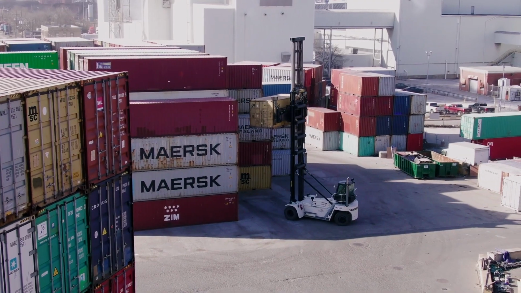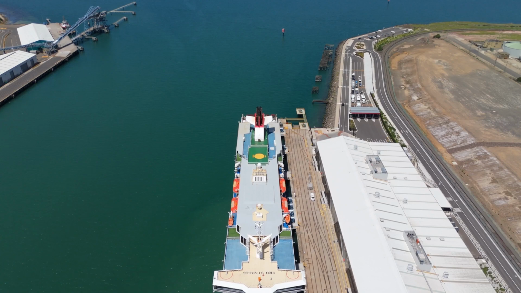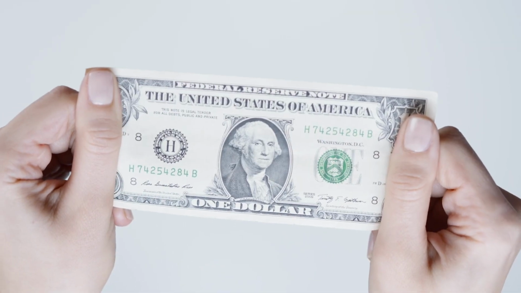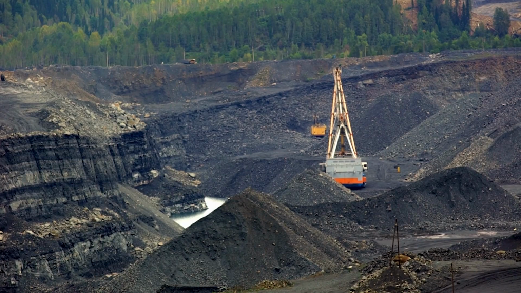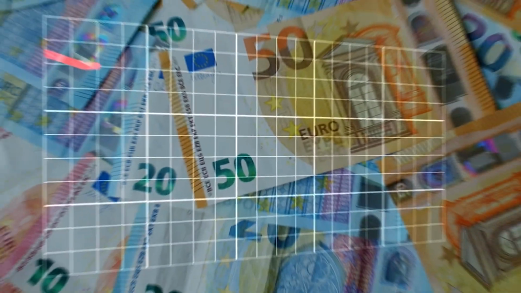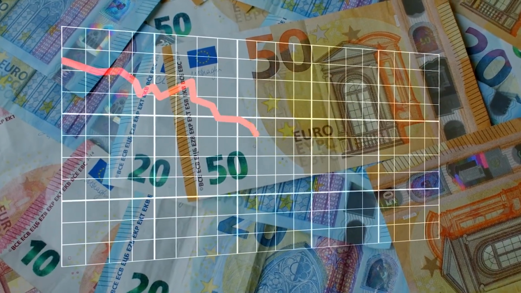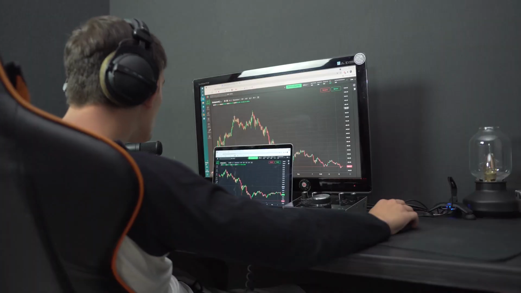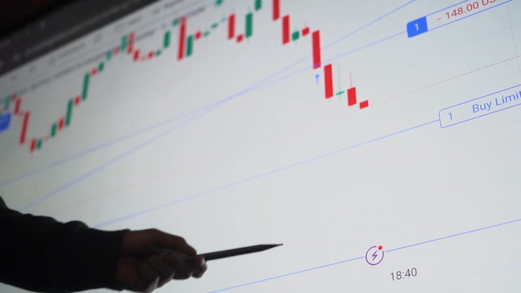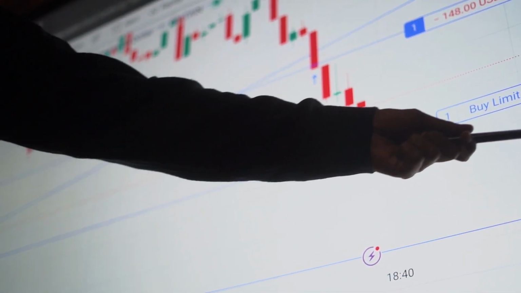When global demand for these resources increases, Australia's export revenues rise, which can strengthen the Australian dollar. For example, when iron ore prices surge due to strong demand from industrial economies, the Australian dollar often gains value against other currencies. Because of this relationship, commodity traders and forex traders frequently monitor resource markets when trading the Aussie.